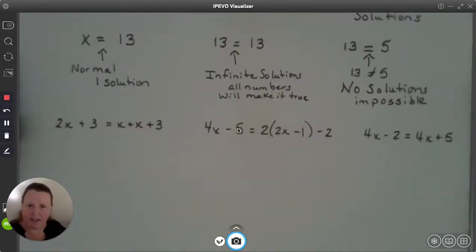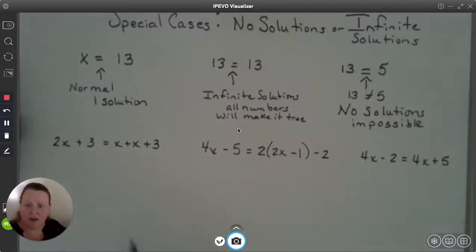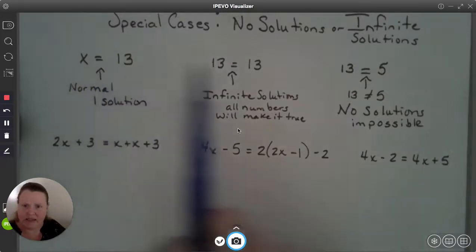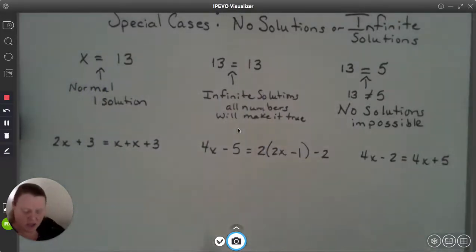And so we're going to try these three together so that you can get a hang for what happens. I'd like to say that they're always going to come to you nice and neat like this, but most of the time they're going to be wrapped up in a complicated multi-step problem, and you're going to have to do some combining like terms and distributive properties to figure them out.